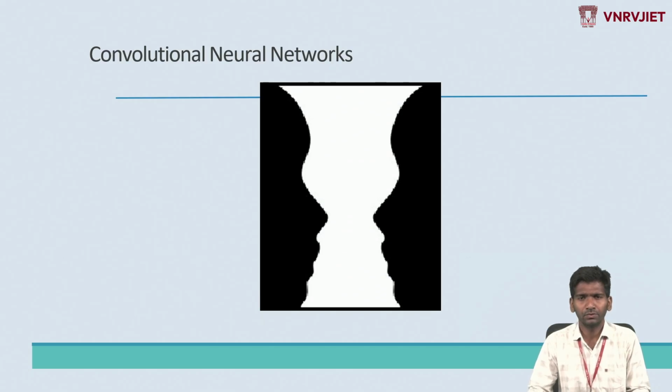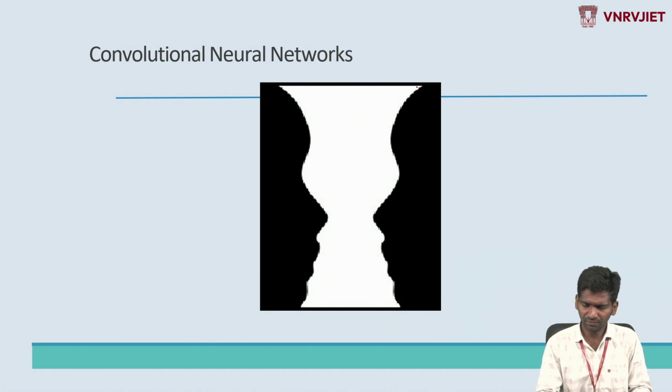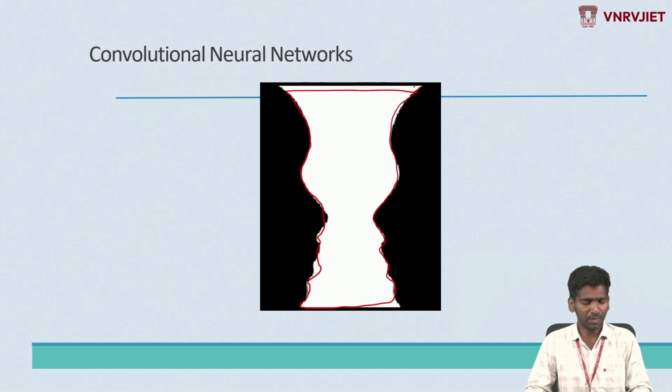If you look into this slide, what comes into your mind? One may see two faces, two different persons interacting with each other or looking at each other, right? And some people may see a flower vase. If you see this white color portion, you'll observe it is somewhat like a flower vase. And if you observe the black color portions, you find two different people interacting with each other.